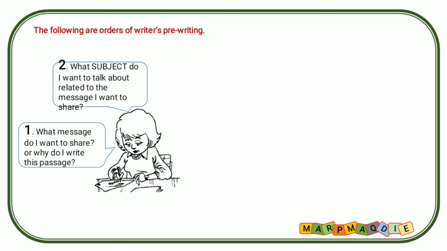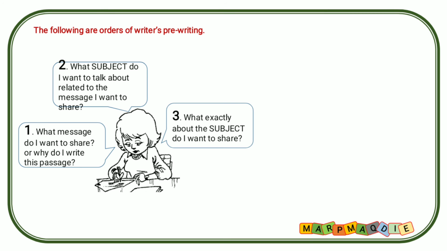After you find out the main message that you want to convey to the readers, the next thing that you must think about in your pre-writing activities is what subject is relevant to the main message that I want to convey. And then, what exactly about the subject do I want to share? What happened to the subject that makes it interesting to be shared and can convey an important message to the readers.